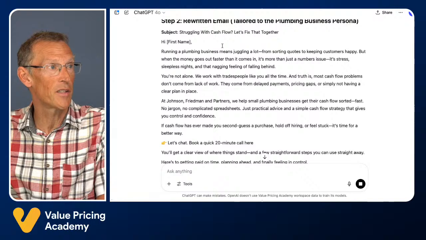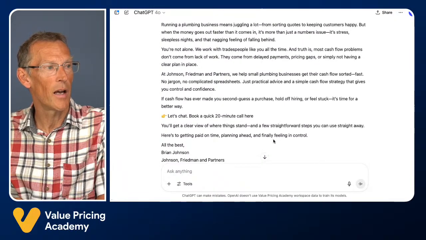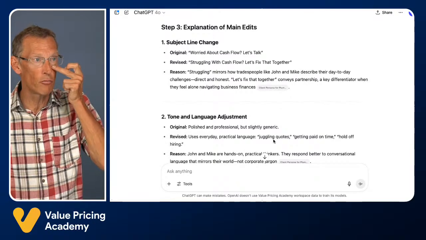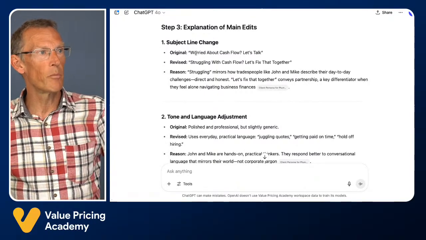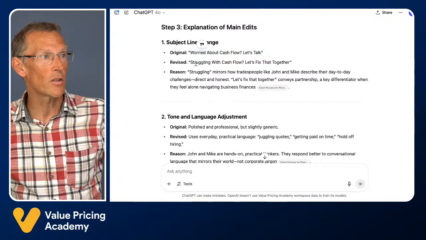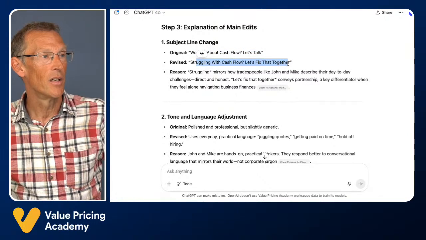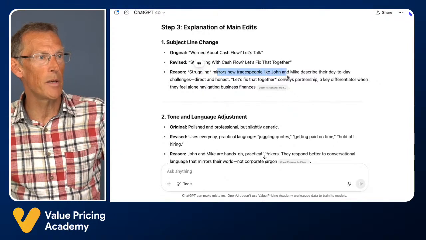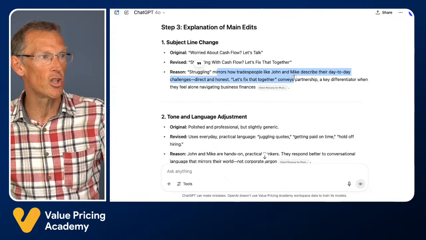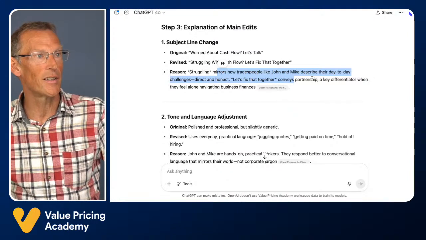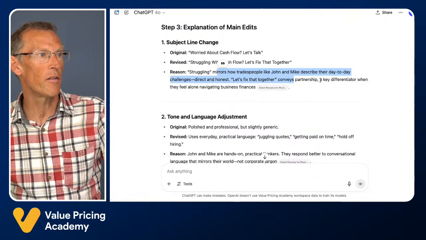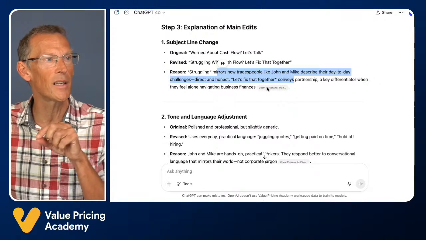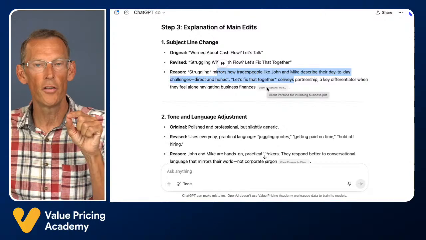Struggling with cash flow, let's fix together. It's rewritten the email, and then it's explaining why it's doing it. This is the bit I want to really cover because it's really interesting. It says the original subject was worried about cash flow, let's talk. It's now saying struggling with cash flow, let's fix that together. And it then gives the reason, because struggling mirrors how tradespeople like John and Mike describe their day-to-day challenges, direct and honest. Let's fix that together conveys partnership, a key differentiator when they feel alone navigating business finances. And it's got the link, I don't know if you can notice, but afterwards there's the link to our client persona that's in the project file.